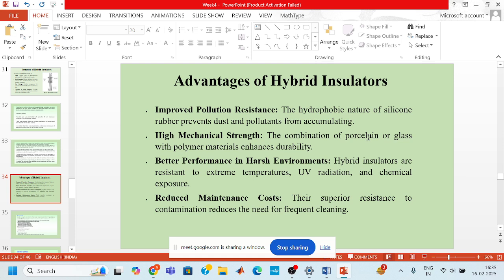So the main advantages of hybrid insulators is that it improves the pollution resistance, as the hydrophobic nature of silicon rubber prevents dust and pollutants from accumulating, and second is high mechanical strength. So the combination of porcelain or glass with the polymer materials enhances the durability, and it also provides better performance in harsh environments like extreme temperature conditions, UV radiation, and chemical exposure. And their superior resistance to contamination reduces the need for frequent cleaning. Now, by using this, cleaning frequency is also reduced.